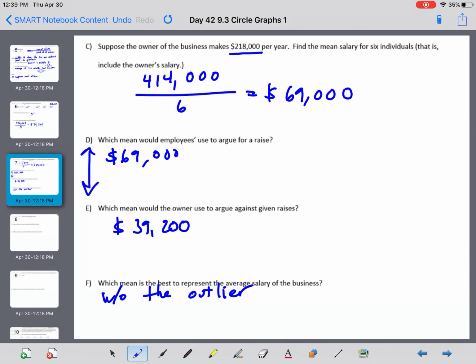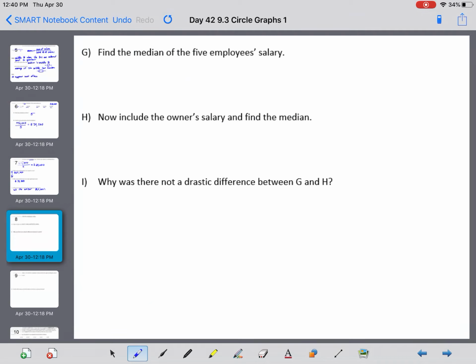An outlier is just something that really doesn't follow the pattern of the data. All of the data values for the 5 employees were right around $40,000, give or take a few thousand. And then once you added in that owner's salary, it really skewed the data. That $218,000 just wasn't in line. It was significantly higher. So we would want to use the mean without the outlier. So we'd want to use the $39,200 mean because that's a better representation of the data.